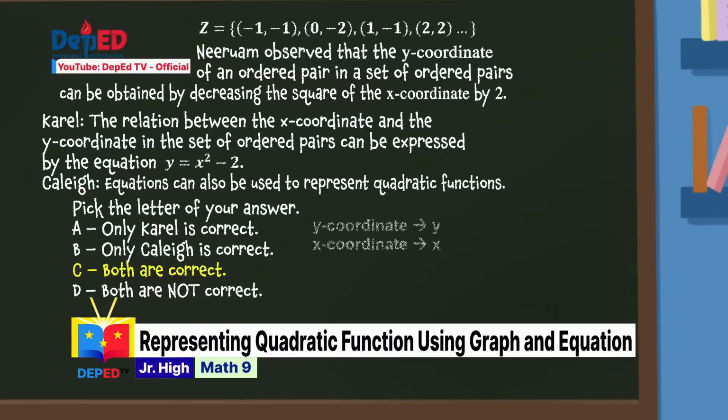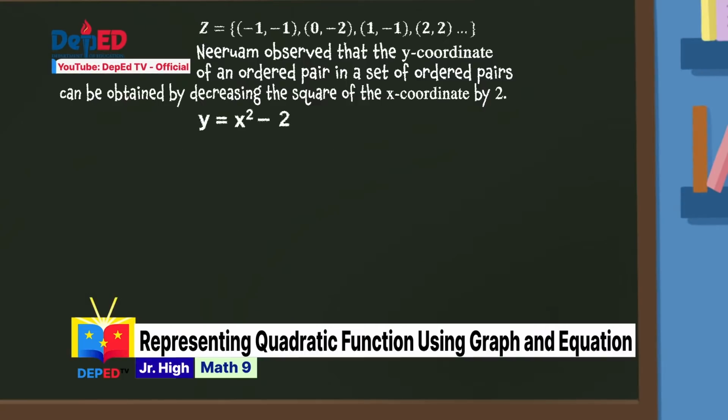Let the y-coordinate of the ordered pair be represented by the variable y and the x-coordinate be x. By translating the verbal sentence, the y-coordinate of an ordered pair in a set of ordered pairs can be obtained by decreasing the square of the x-coordinate by 2 into an equation. We have y is equal to x squared minus 2. So, Karel is correct. Kale is also correct because aside from using a table of values, equations can also be used to represent quadratic functions.